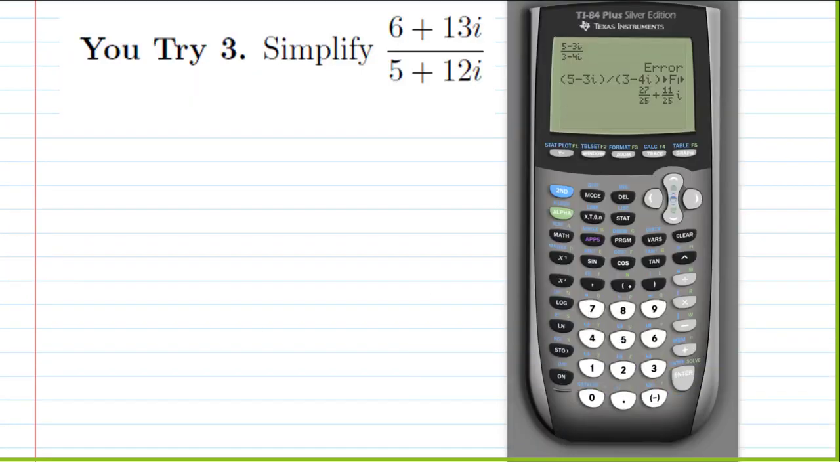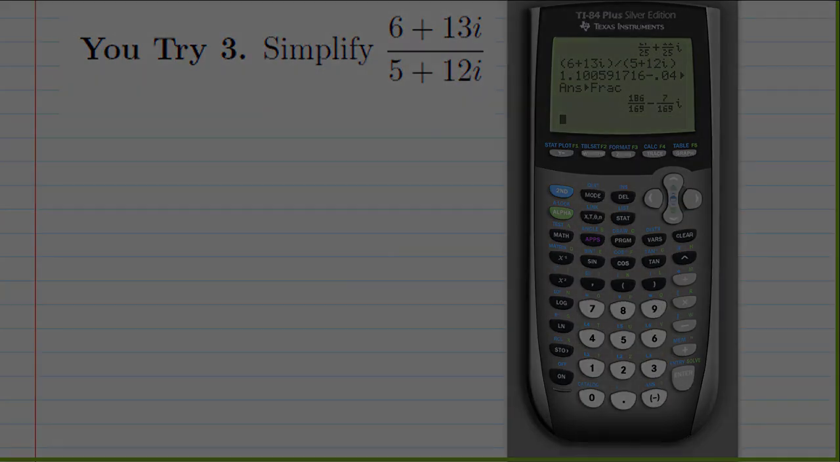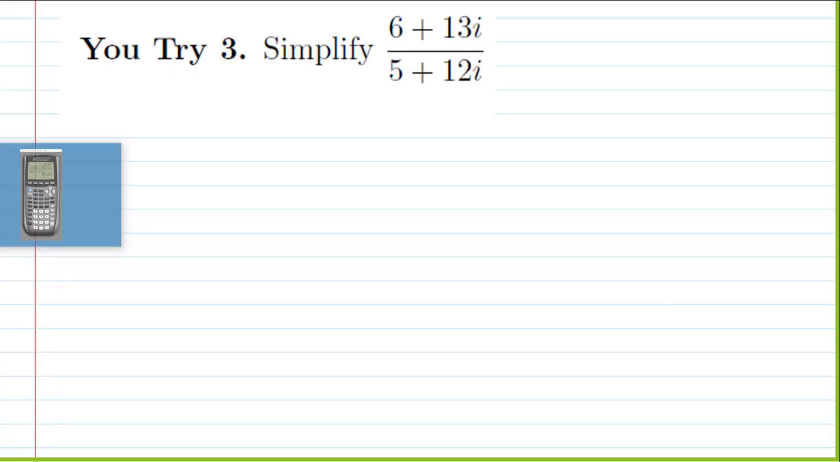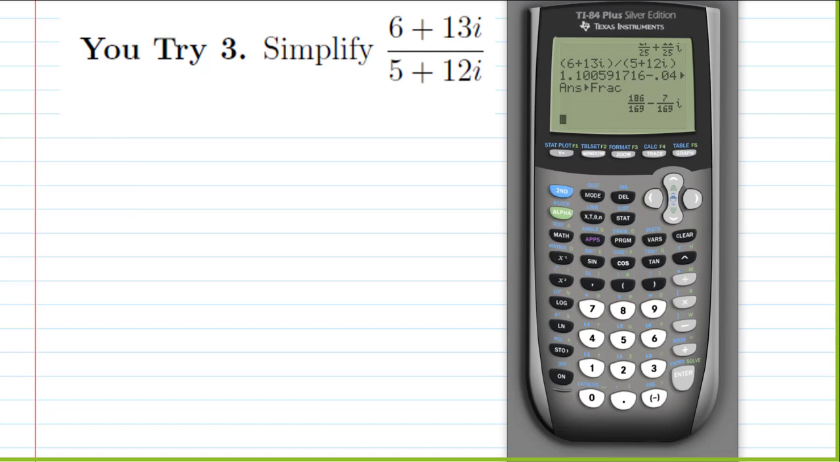Alright, so just to verify we got the right answer, we're going to go 6 plus 13i divided by 5 plus 12i. Oh, and then I forgot to press my math and fraction. Hit enter, and it looks like I should have ended up with 186 over 169 minus 7 over 169i.